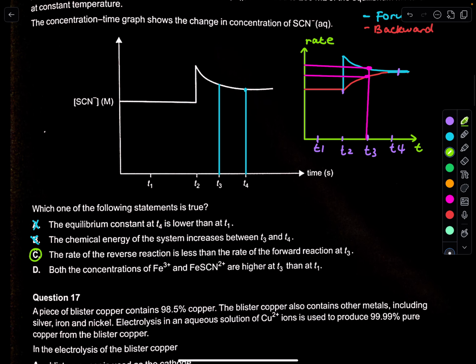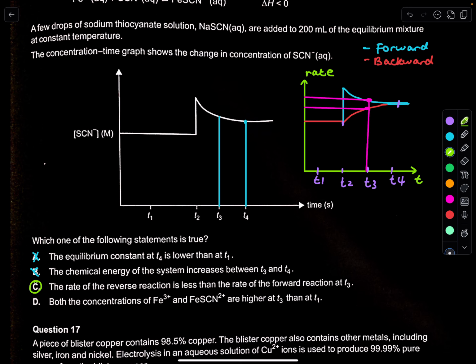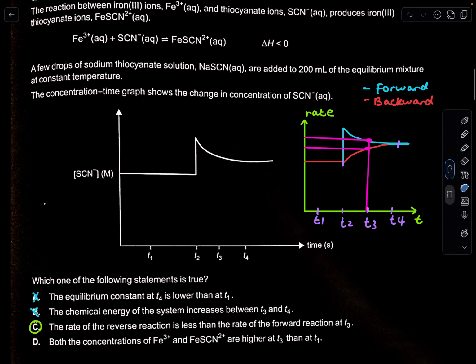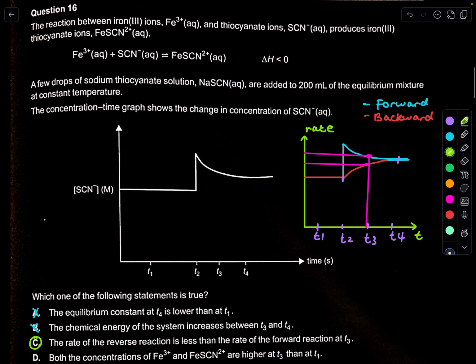And you can kind of explain it there. Let's have a look at the last one. Both the concentration of Fe and SCN are higher at T3 than T1. We can really easily check that by imagining some values. Let's actually draw it nicely. Let's say this here is the concentration of SCN. Oh, no, I've already got that there. Fe3+. Now, let's think about it.